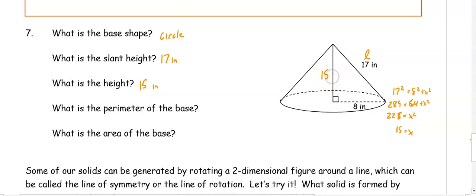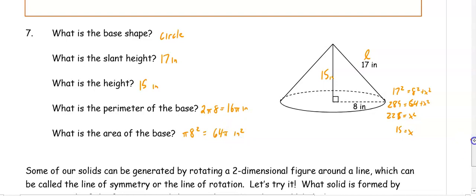What is the perimeter of the base? So the perimeter of the base, remember, is our circumference, so 2 pi times 8, which would be 16 pi inches. And the area of our base is pi 8 squared, which would be 64 pi inches squared.